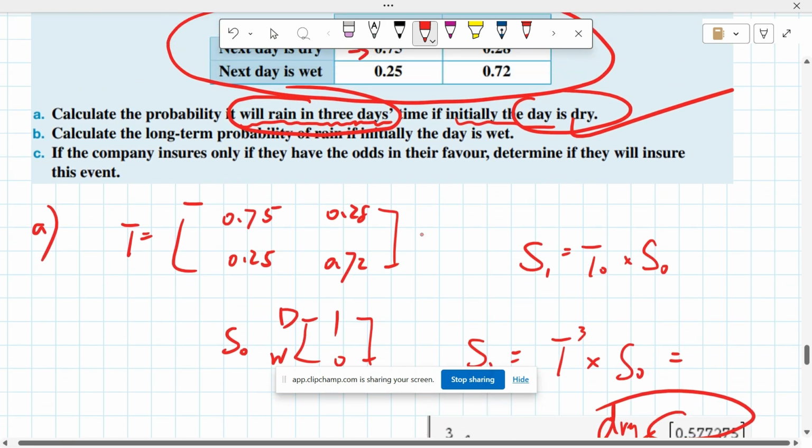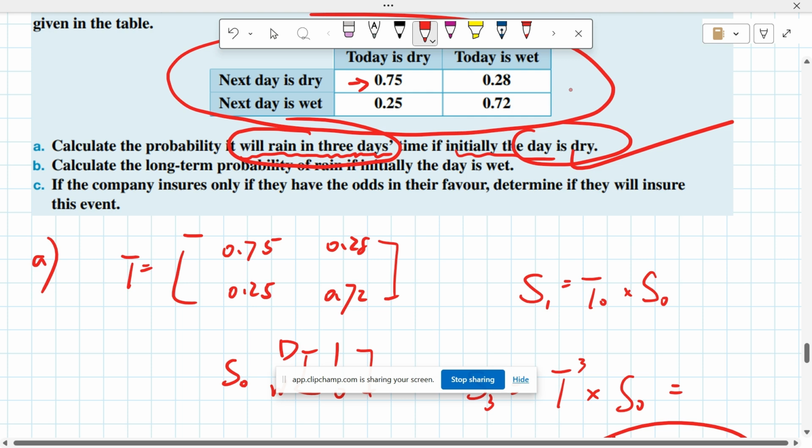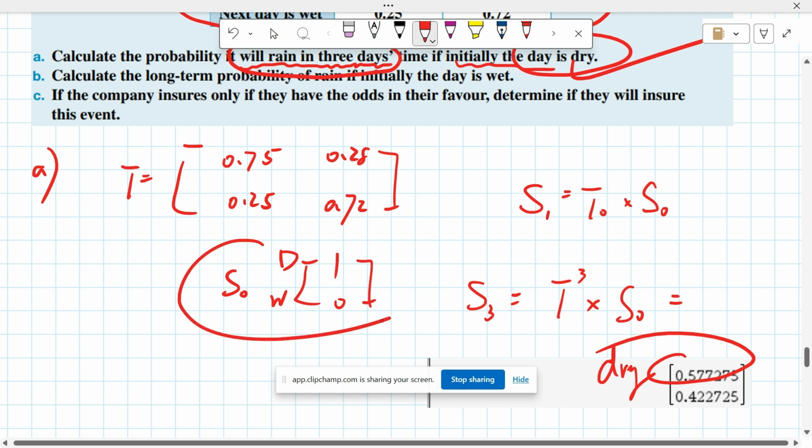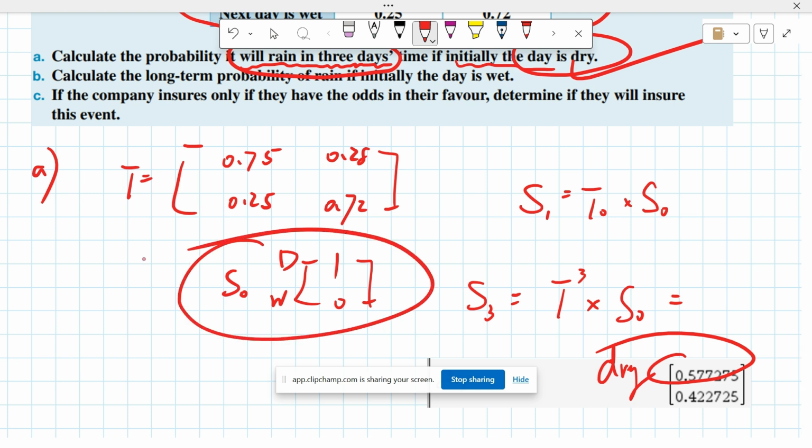Initially the day is dry. So what we do is they give you the table, which is the transition matrix, and you calculate the long-term probability. Sorry, it's 3 days and the initial day is dry. So we're going to find out the dry day and wet day. If you find the dry day, the dry will be 1, the wet will be 0. That's how you figure out the dry and wet states.